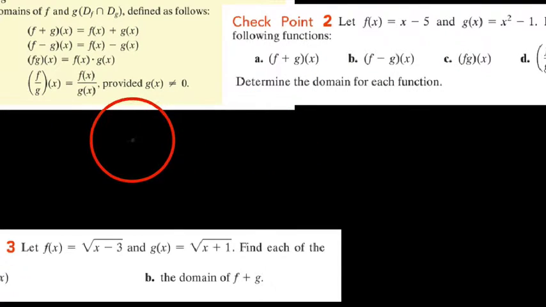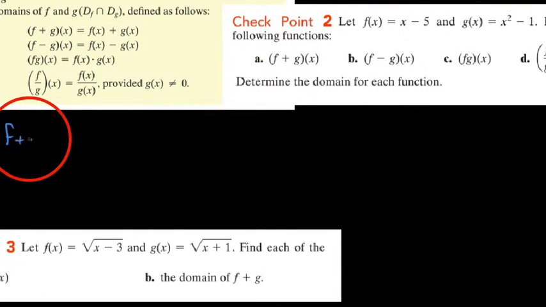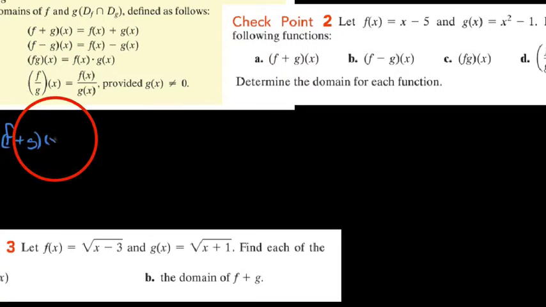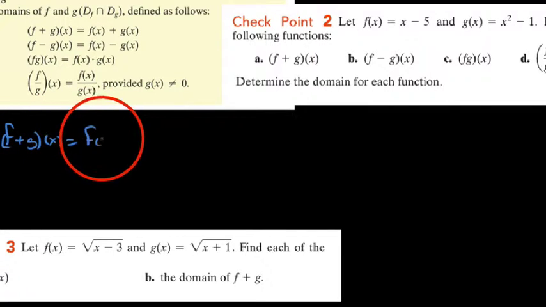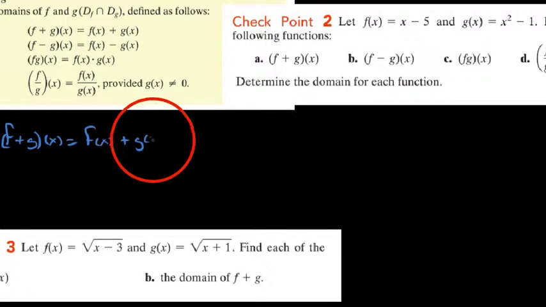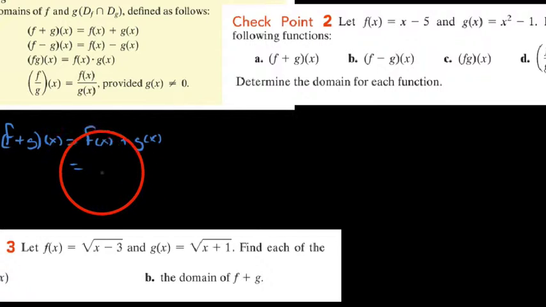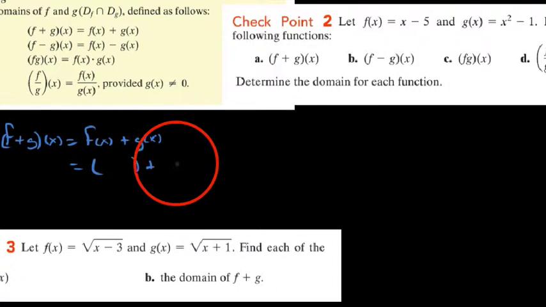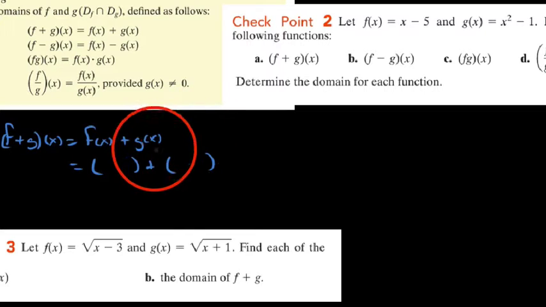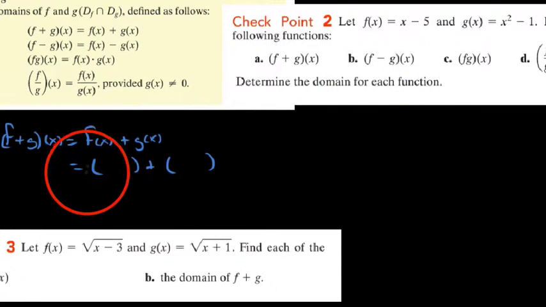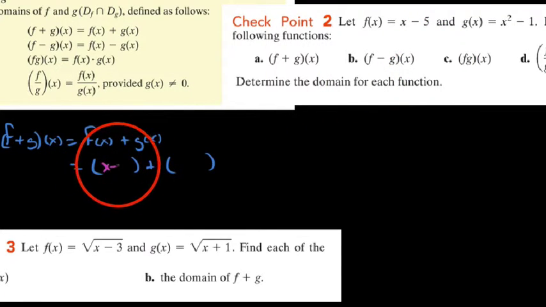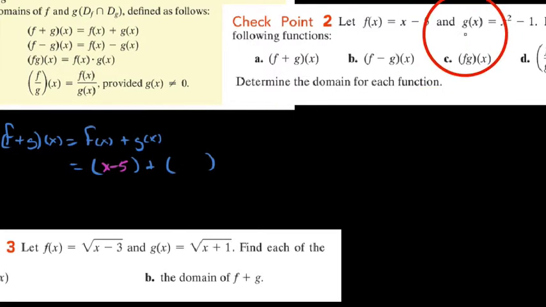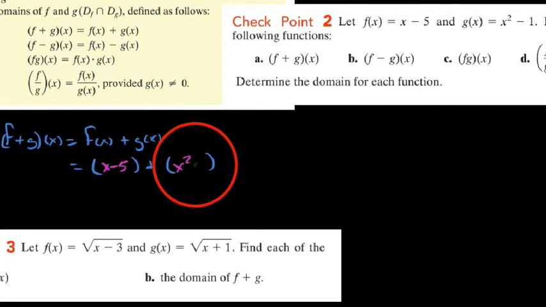So when we say f plus g of x, the first thing I'm going to do is encourage everybody to rewrite this as what it truly means, which is f of x plus g of x. Now once we've done this, I'm going to drop in blank parentheses for each of these quantities, but I know that f of x is the same thing as x minus 5. So we're going to put in an x minus 5 as a substitution. And I know that our g of x is x squared minus 1.